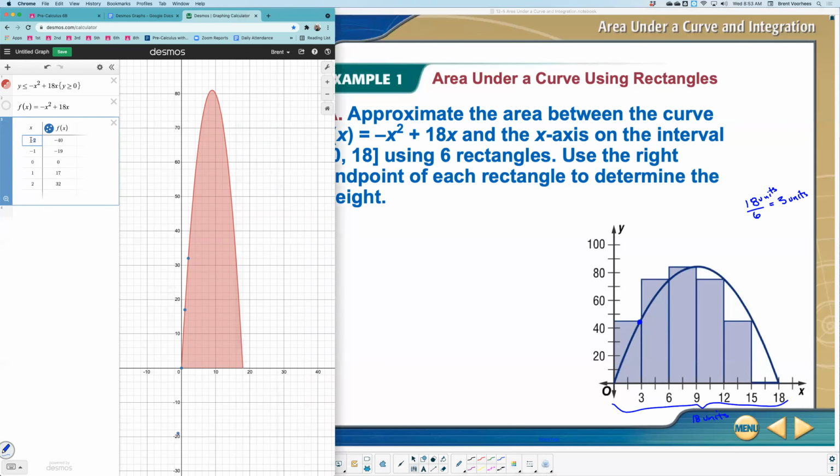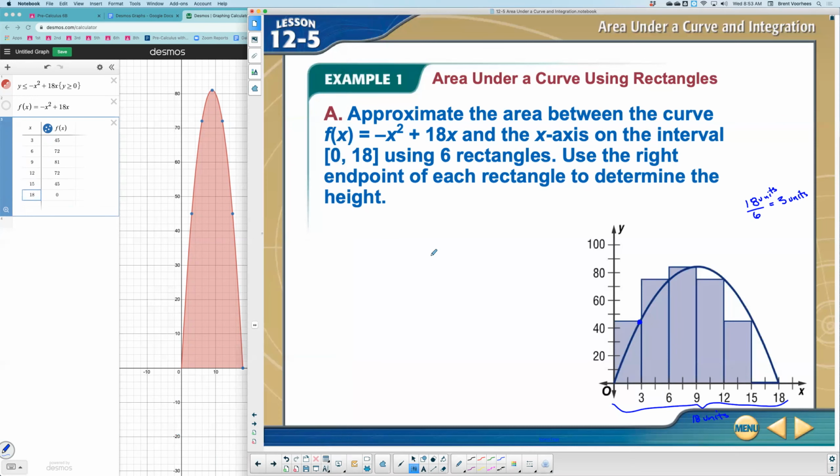So I'm going to count here by 3. So 3, 6, 9, 12, 15, and 18. I see those are the heights of those different rectangles. And now, how would I do my math? Well, remember the area of a rectangle would equal the base times the height.